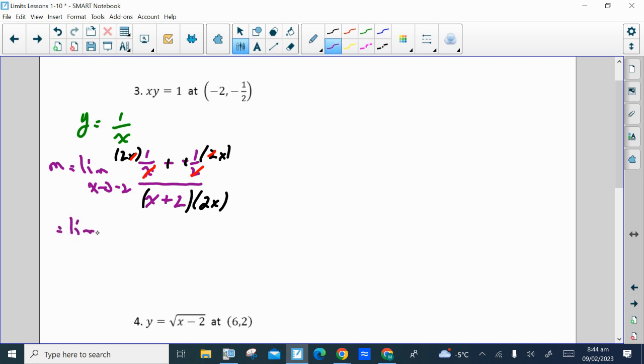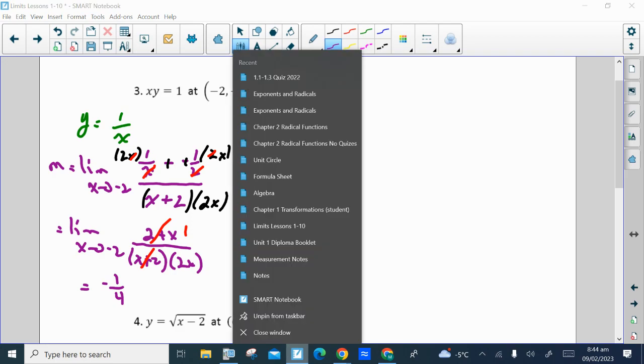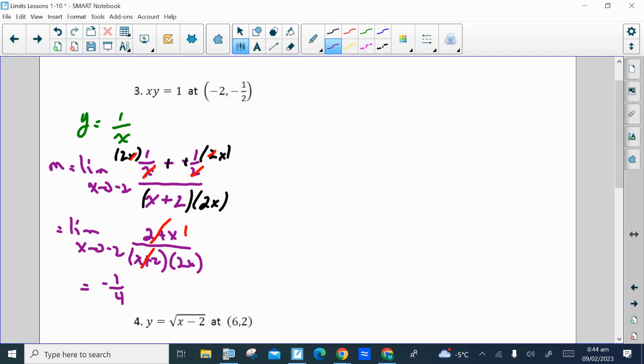So we're left with the limit as x approaches negative 2 of 2 plus x, which is the same thing as x plus 2. So they would cancel. And you're left with 1 over 2x. So we can now evaluate this limit. When x equals -2, you're going to have 1 over -4, or -1/4. So that is the slope of the tangent line.